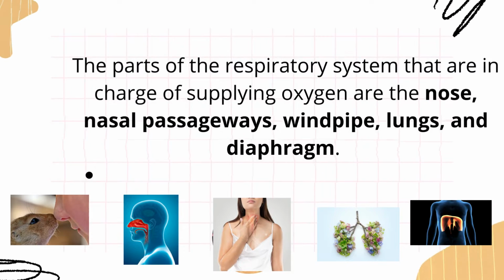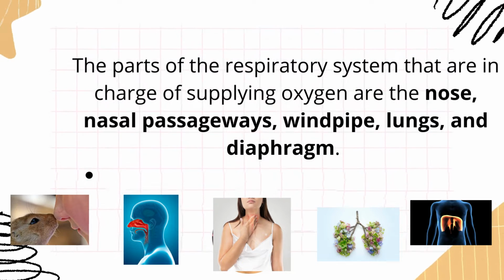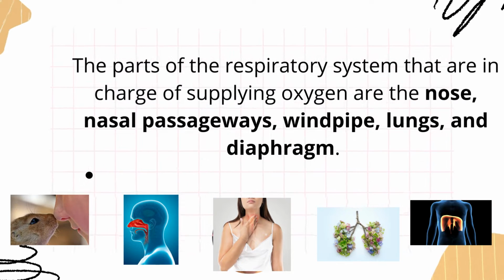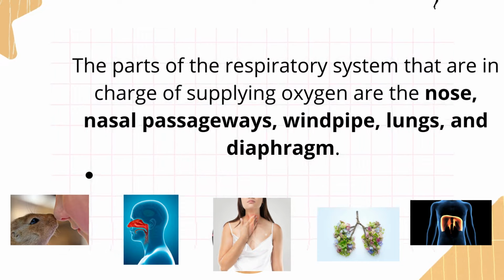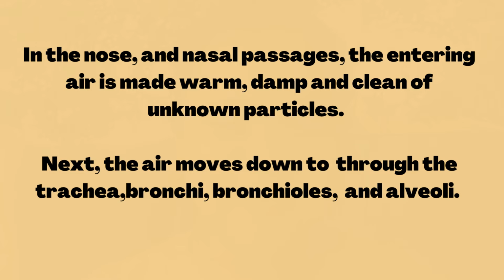The parts of the respiratory system that are in charge of supplying oxygen are the nose, nasal passageways, windpipe, lungs, and diaphragm. In the nose and nasal passages, the entering air is made warm, damp, and clean of unknown particles. Next, the air moves down through the trachea, bronchi, bronchioles, and alveoli.